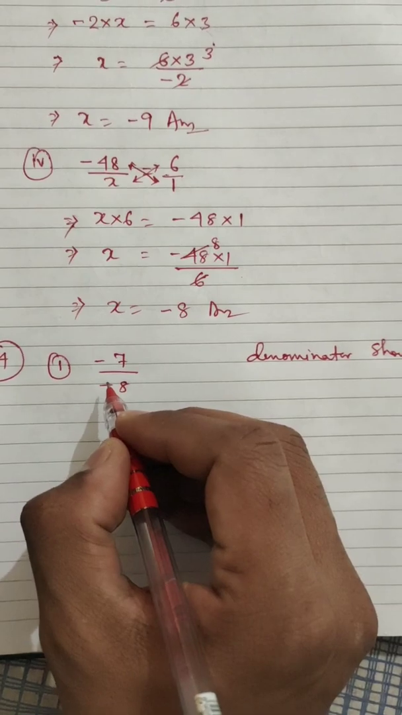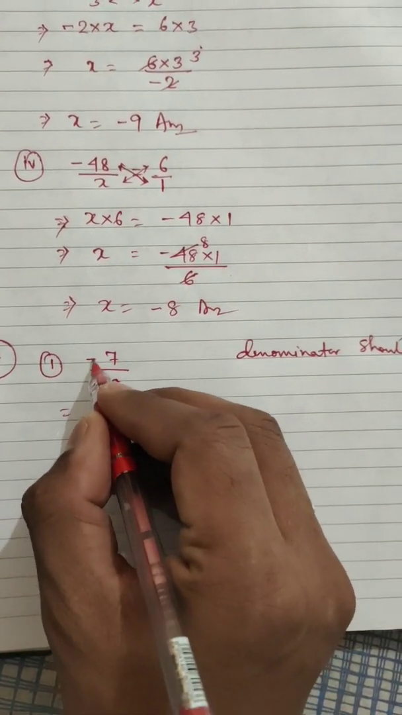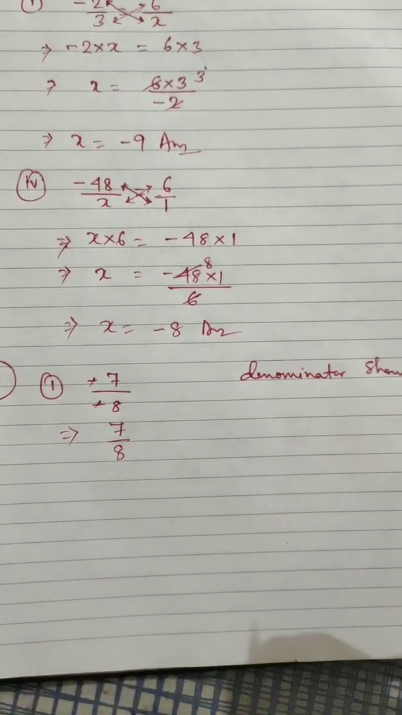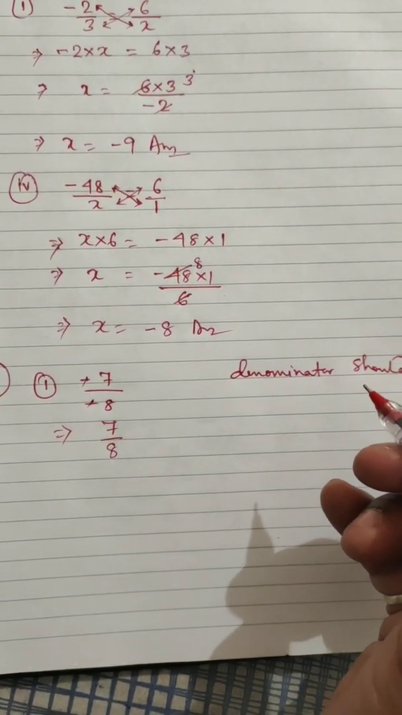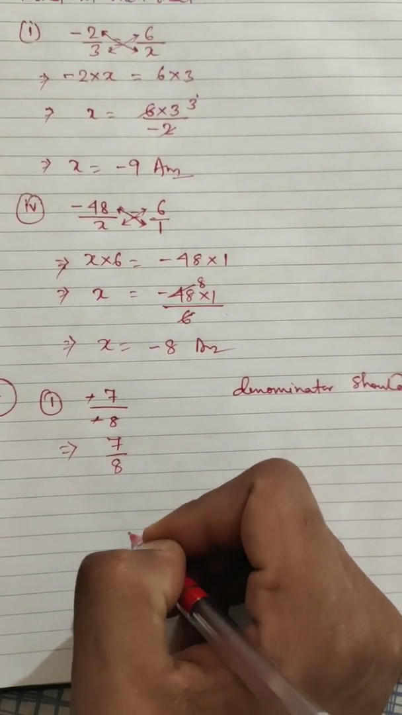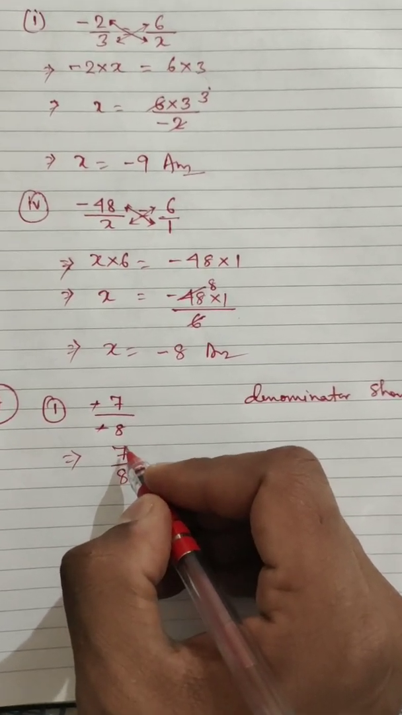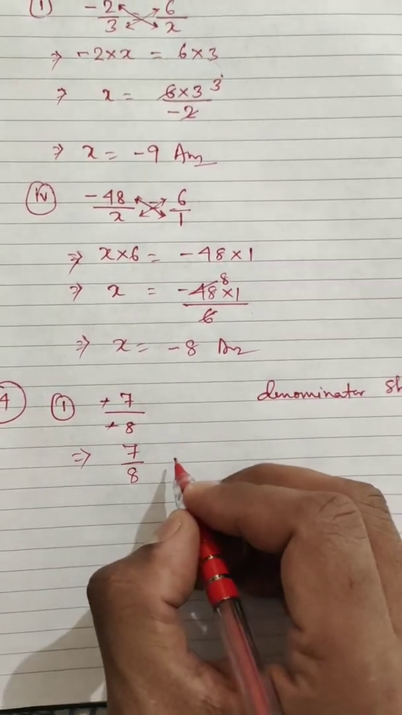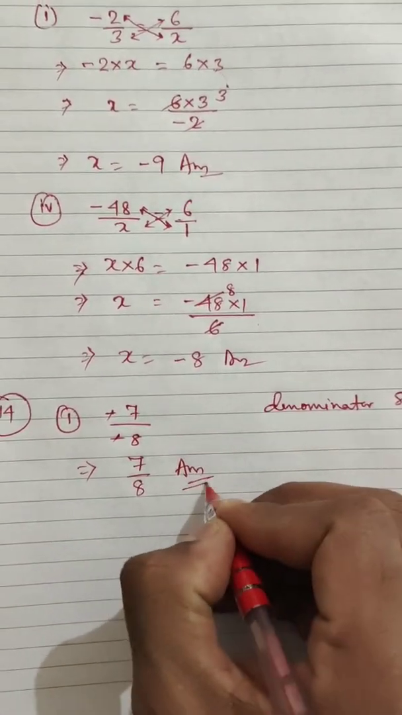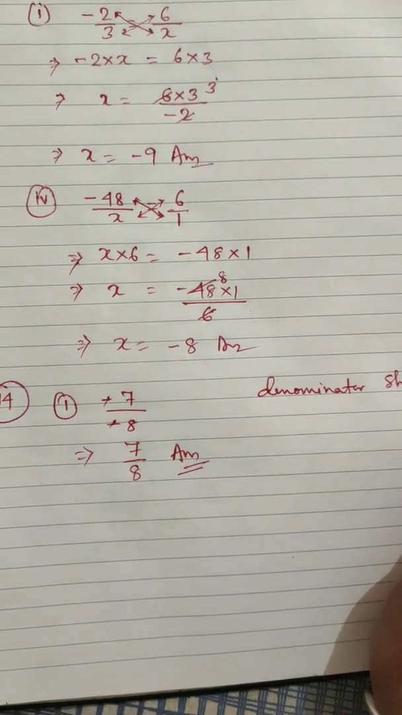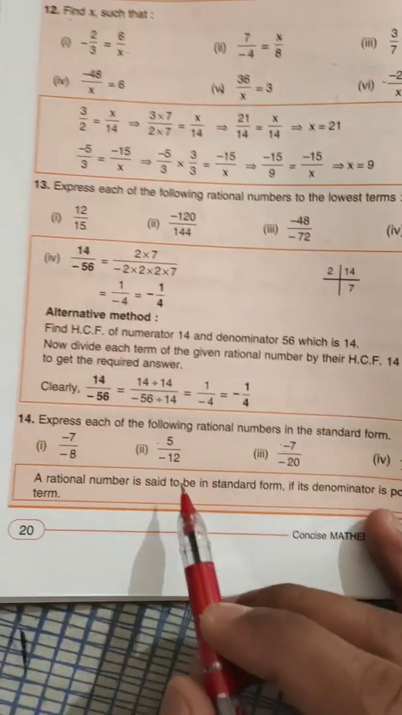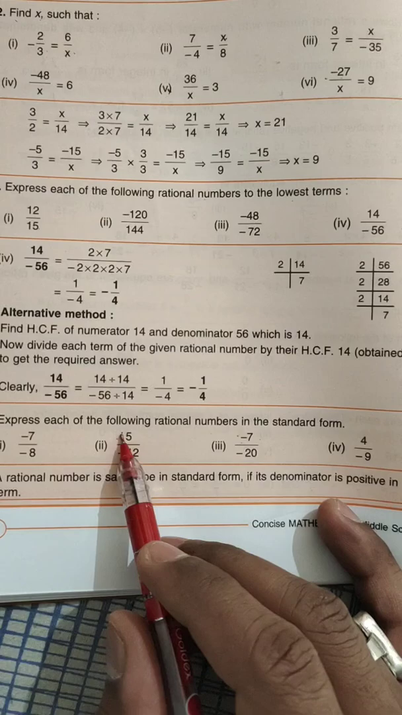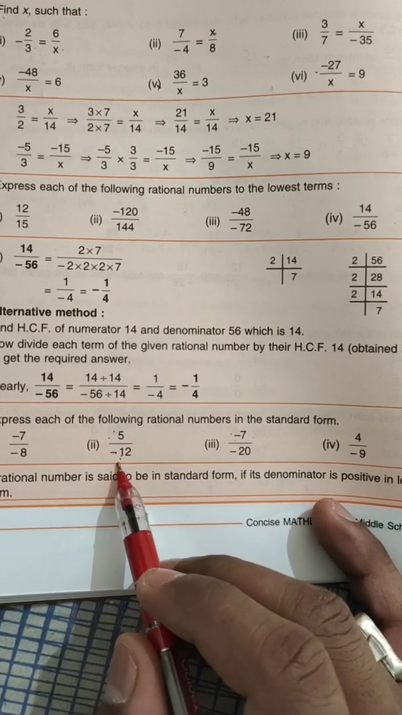Here denominator is negative. This minus and this minus will be cancelled. It will become 7 by 8. Now denominator is positive. And another condition was denominator should be in lowest terms. Yes, in comparison to the numerator, denominator is in its lowest terms. Therefore 7 by 8 will be called standard form. In question number 2, 5 by minus 12, you will send minus to numerator. It will become minus 5 by 12.